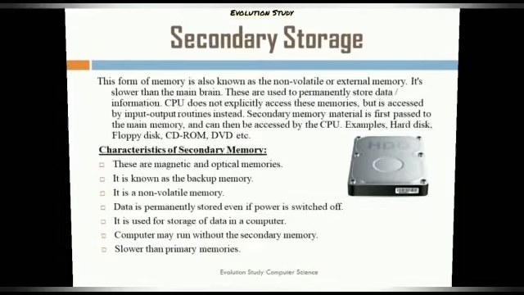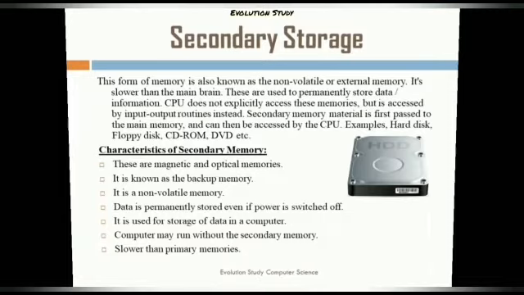Secondary storage. This form of memory is also known as non-volatile or external memory. It's slower than the main memory. It is used to permanently store data or information. The CPU does not directly access these memories but accesses them through input-output routines instead. Secondary memory material is first passed to the main memory and can then be accessed by the CPU. Examples: hard disk, floppy disk, CD-ROM, DVD, etc.